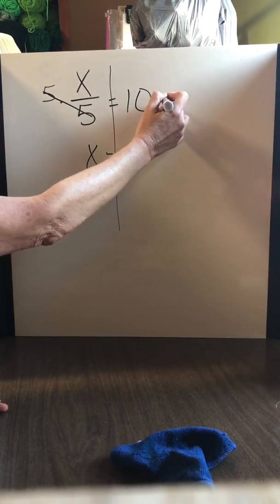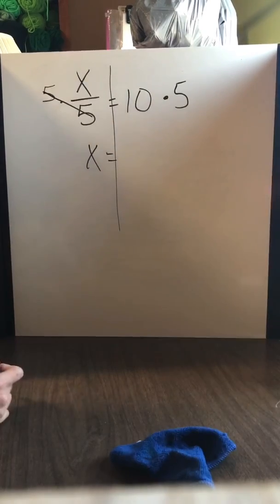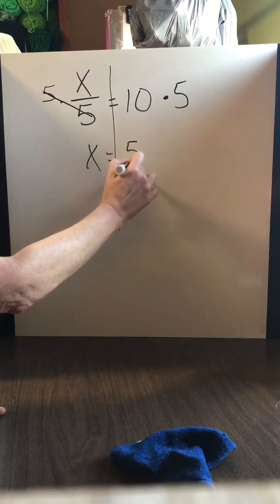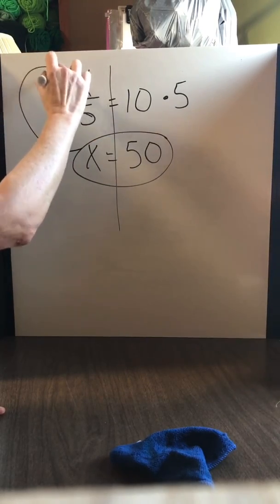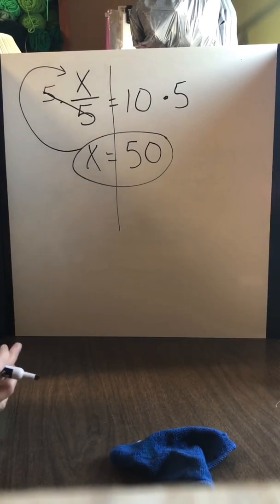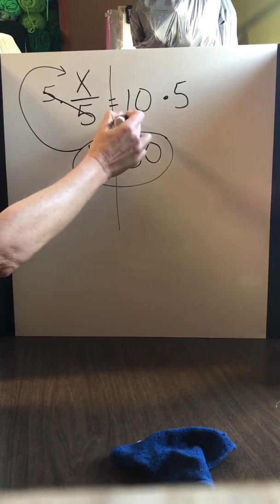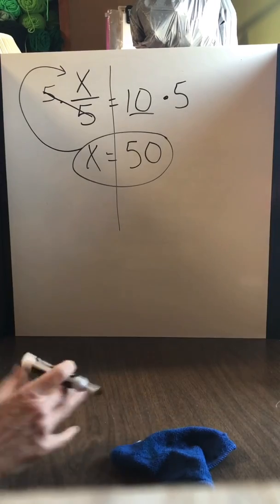so it's just left me with 1x. But I still got to multiply this by 5, and 10 times 5 gives me 50. And if I were to plug in this 50 here for the x, that would become 50 divided by 5. And 50 divided by 5 does equal 10. So I did that correctly.